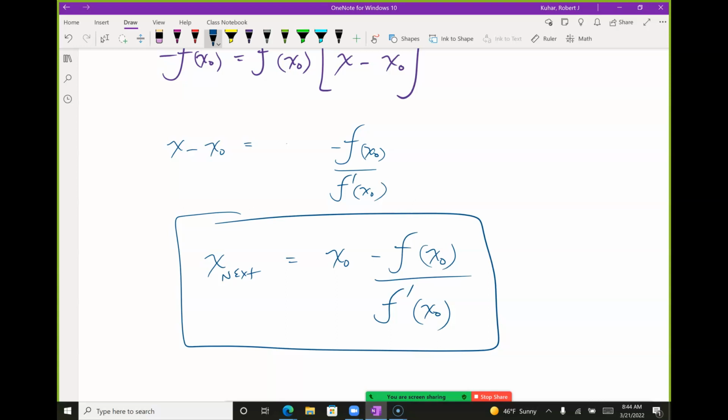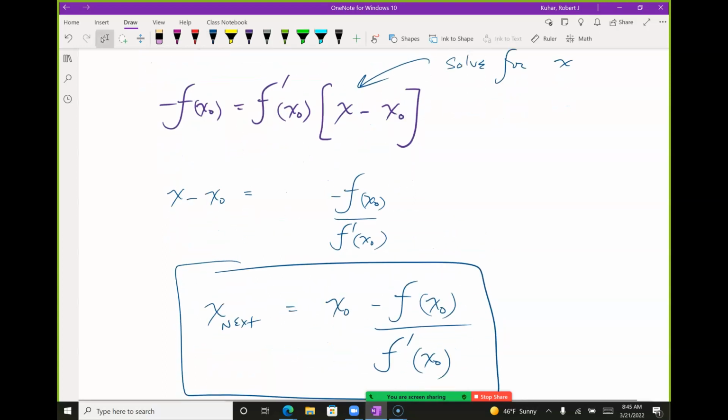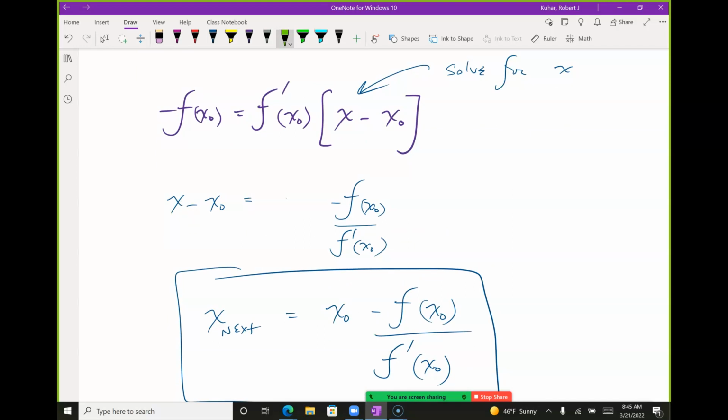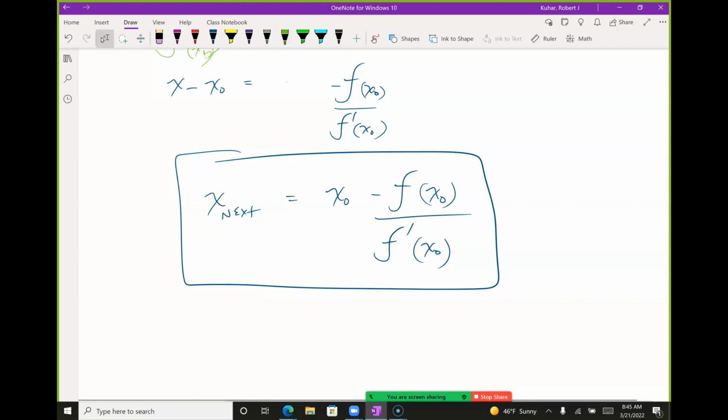So there it is. There is my Newton's method. Getting from step 0 to step 1, I divided by f prime. On the right side they cancel. And then I just added x naught. So this is Newton's method.